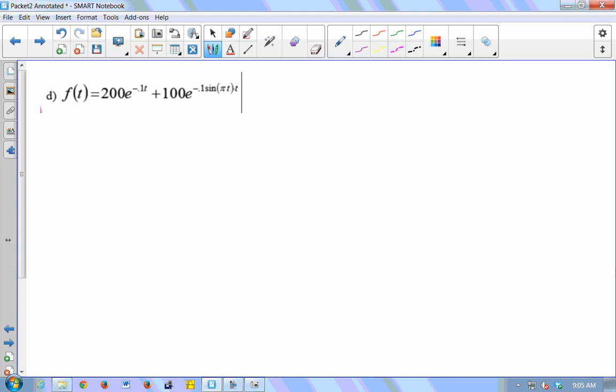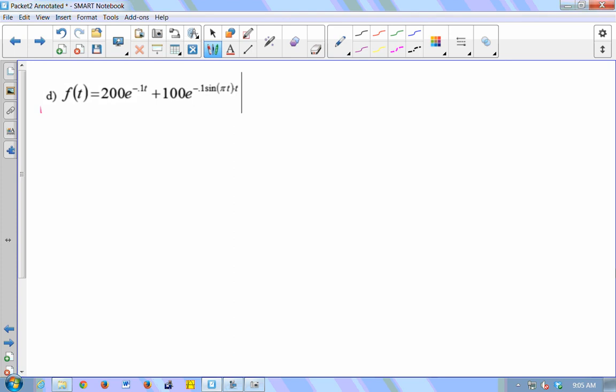All right, I have 200 e to the negative 0.1 t plus 100 e to the negative 0.1 sine of pi t times t. All right, so what's the first thing that jumps out at you? It's a sum, which means I can do these two derivatives separately. So I've got two derivative problems to work on here. I'm going to take the derivative of each term.